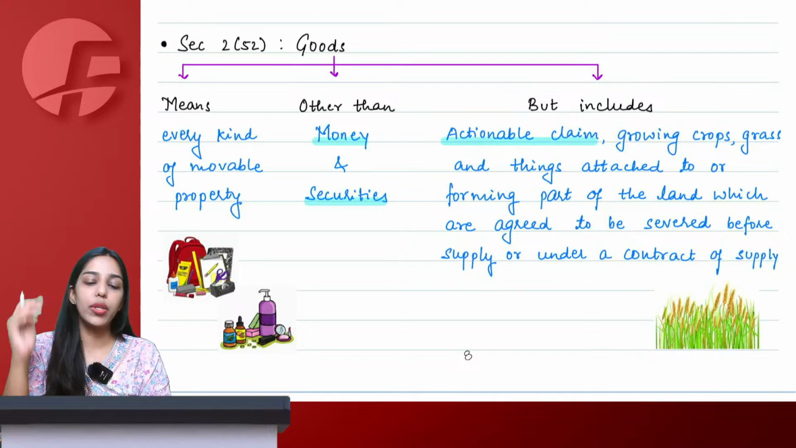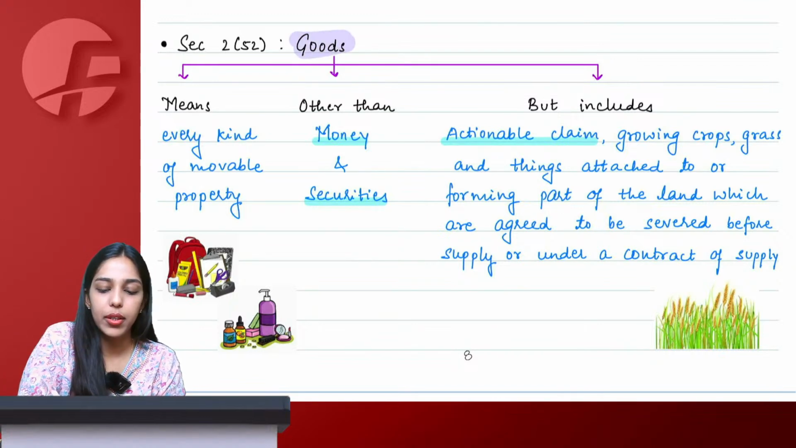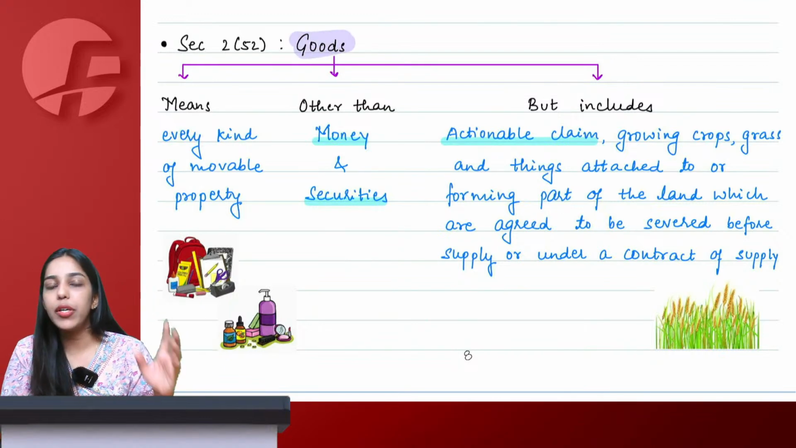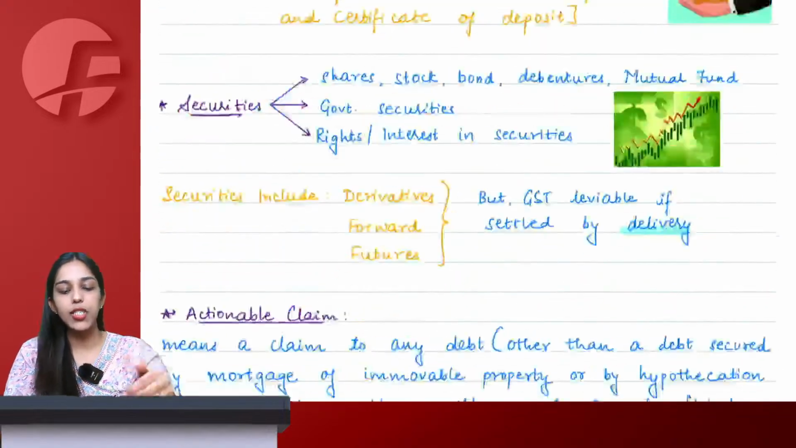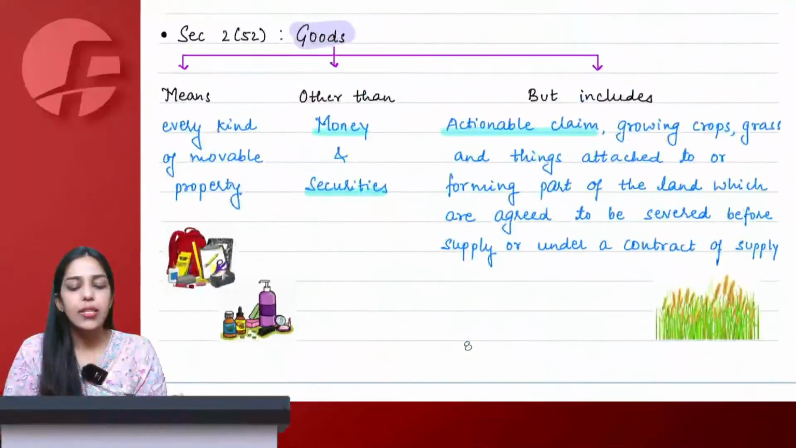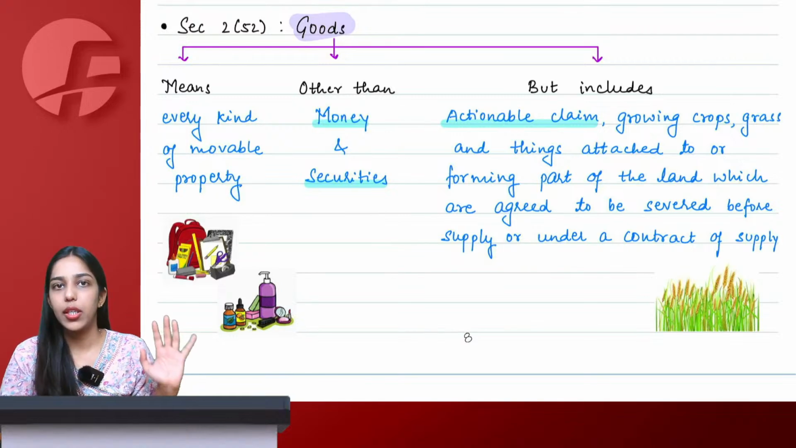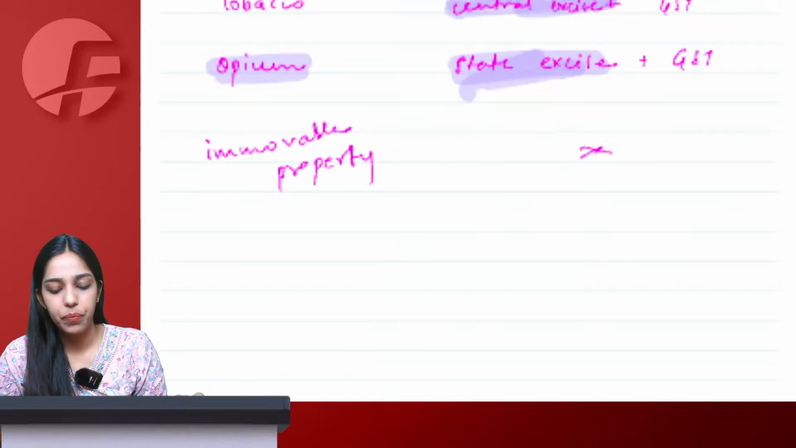Now coming to the core thing here, goods. This is important. MCQs might come out of it. Also, using these explanations and clarifications that we'll study, sometimes a 3, 4, 5 mark question can also come up.